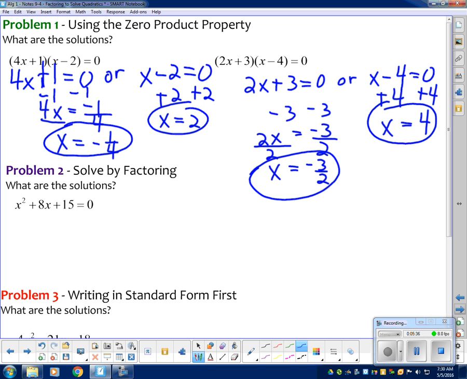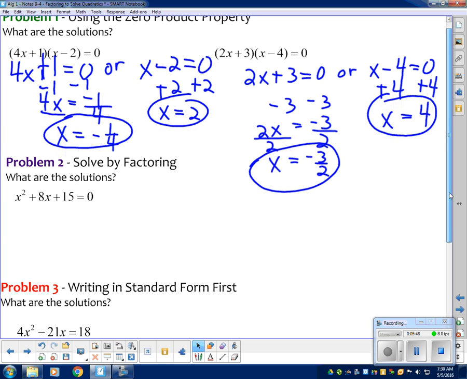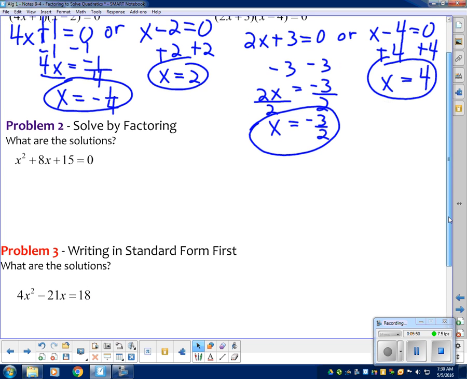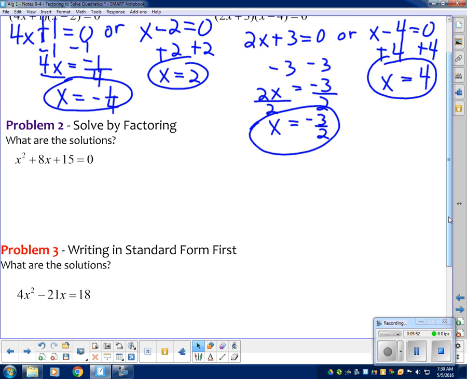So the goal is to get our quadratic equation into factored form like we did in problem 1, like it's given to us in problem 1. So that's our goal here. And so when it says solve by factoring, we're going to use the methods Xbox or guess and check, the methods we've learned before, to factor first.